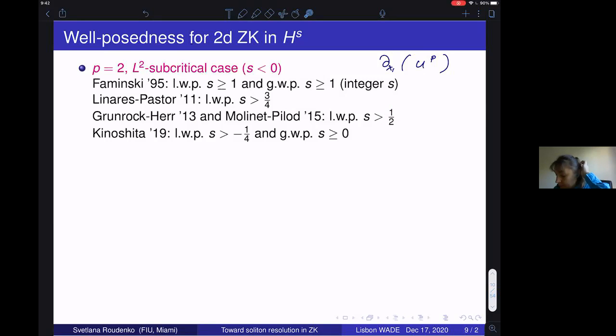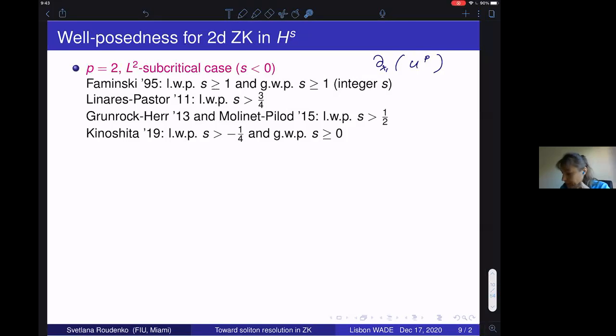And then quite recently, Kinoshita in 2019 showed that the local well-posedness can actually go all the way down to -1/4. And so we expect the global well-posedness to be in s greater or equal to 0. For example, L2, where the mass is conserved, is the essential part. So for this p equals 2, in 2 dimensions, we can consider, for example, L2 data. Although for our purposes, we really need the finite energy data, which is in H1.